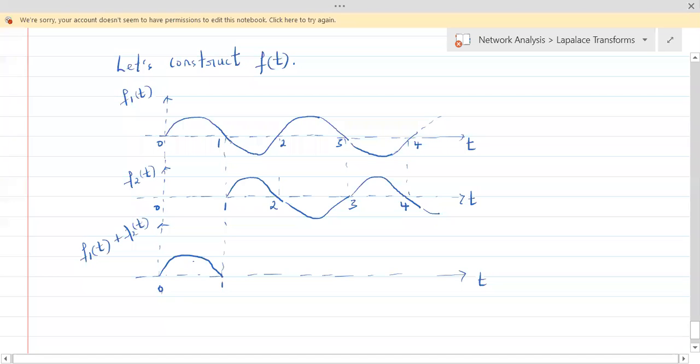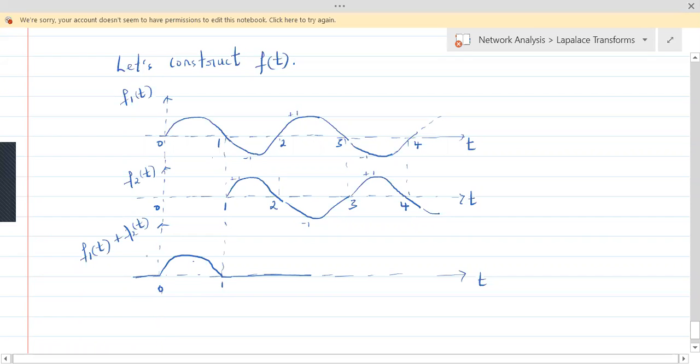From 1 to 2, what's happening? The same signal. This is minus 1, this is plus 1. This is plus 1, this is minus 1. Minus 1, plus 1. So that means the inverted signals are there and you're adding them. So what would happen? The whole signal beyond that would go to 0. Understand that? So this is how the signal is going to look.